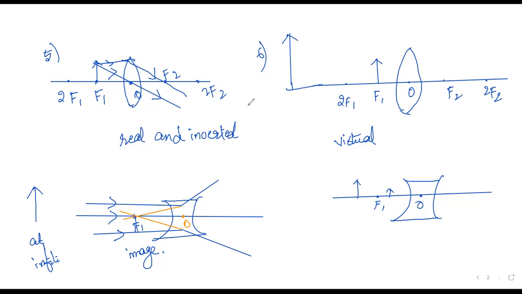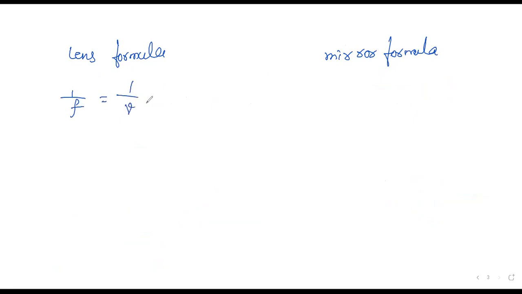Next, in lenses also we have a sign convention. So the lens formula. I didn't tell the mirror formula in part A, now I will write it here. Lens formula: 1 by f equals 1 by v minus 1 by u. Mirror formula: 1 by f equals 1 by v plus 1 by u. Don't confuse either formula. We call the other formula plus.